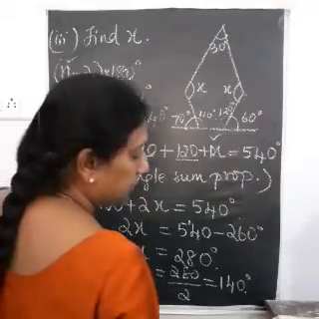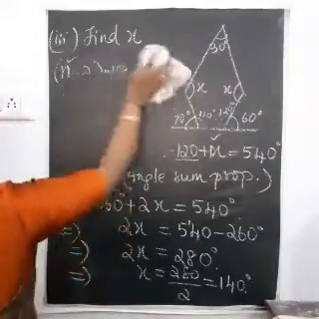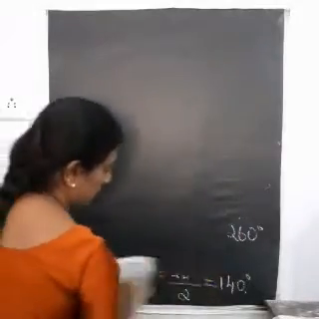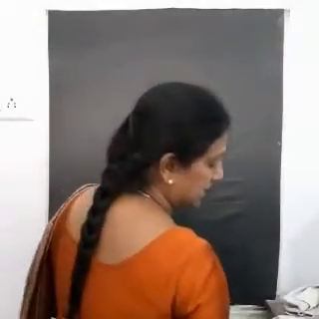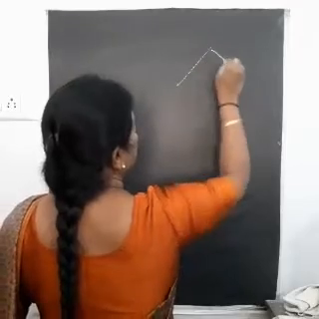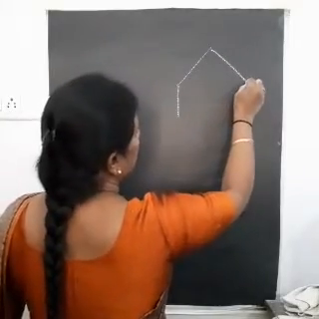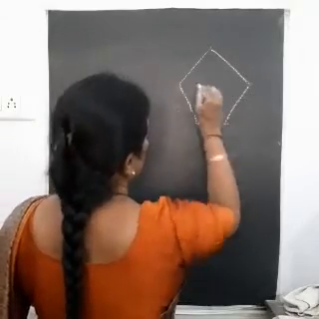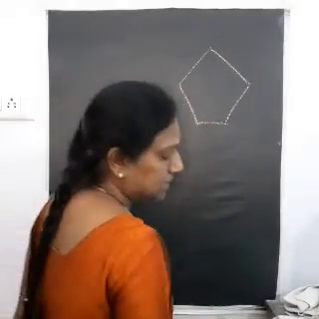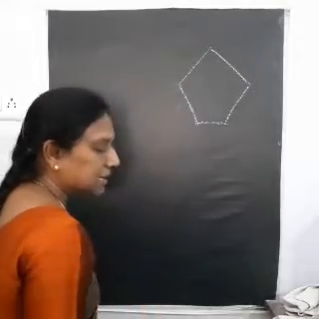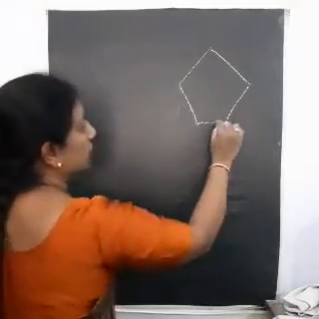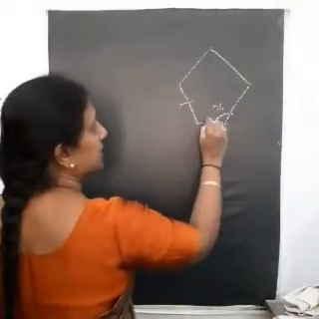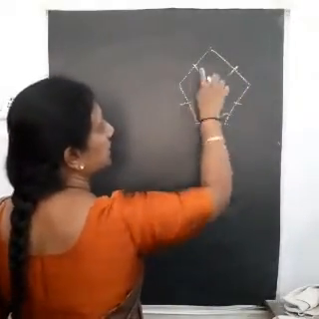Okay. Now we'll do one more sum and with that we'll stop. Now the sum they have given is another pentagon. One, two, three, four, five, pentagon, and they have said that we have to find the value of x. It is a regular pentagon. When they give like this, that means all sides are equal.